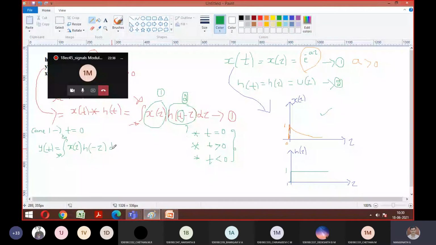Any doubts, anyone, till here? Try to analyze the problem. Don't try to mug up anything here. If you mug up, you can't solve the same problem when it changes. Understand the logic. I hope you understood till here. Can I proceed? Yes, sir.